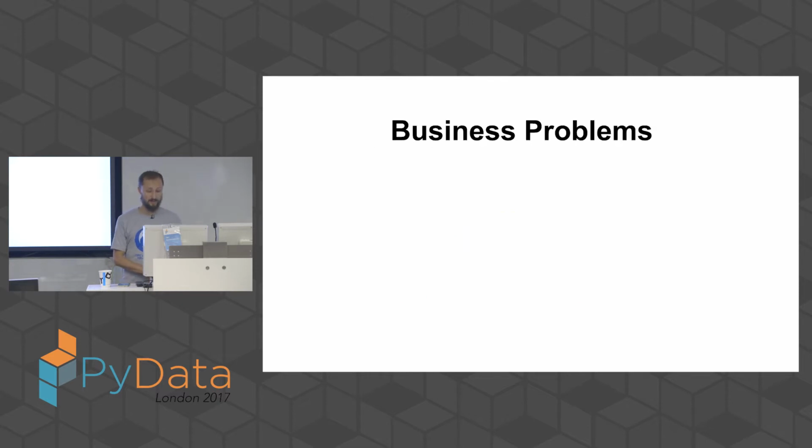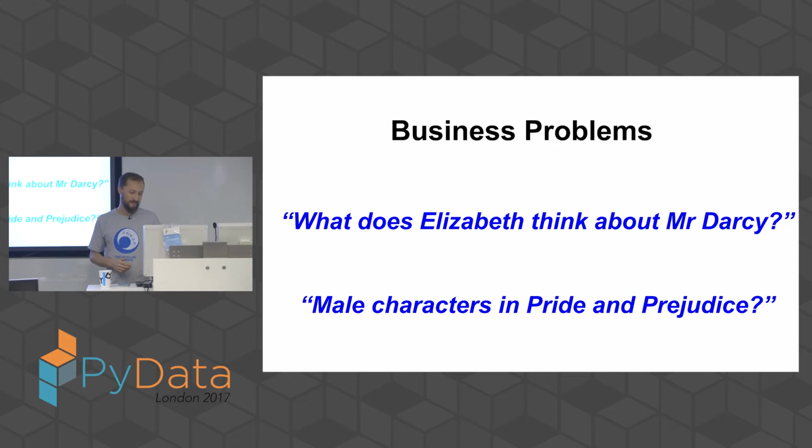And these things can answer different business problems. Depending on what you want answered, you have to define what similarity you want. This is from Pride and Prejudice. There are two business problems you can ask about Pride and Prejudice. What does Elizabeth think about Mr. Darcy? Which is a general, broad topic question. Or you can want to know what the male characters in Pride and Prejudice are. And that's a very specific interchangeable word question. What are the words I can interchange for Darcy? And then you can find all the male characters that way.